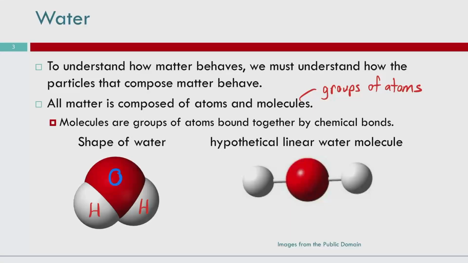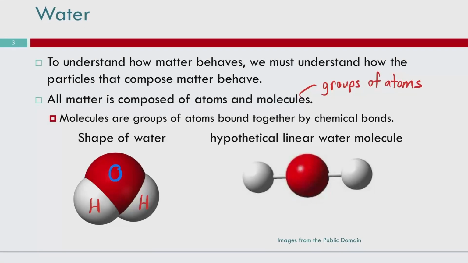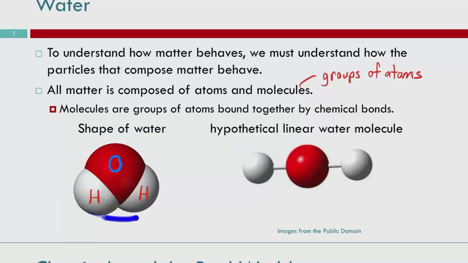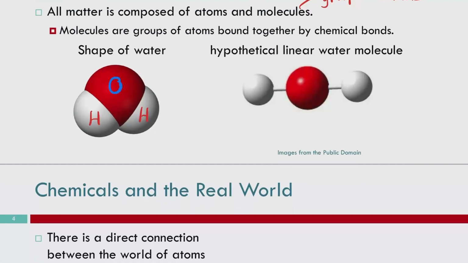If I was to ask you what the shape of water is, you might come up with this thing on the left. More likely, though, you'd come up with something that looks like this one on the right, where the hydrogens are on the opposite sides and the oxygen is in the middle. It's actually the shape on the left, and that's very important. We would not exist if water had the shape of this linear water molecule. If this was the shape of water, none of us would be here. Lots of things about our universe would be different if water was shaped this way versus shaped this way. Small changes can make a really big impact when it comes to chemistry.